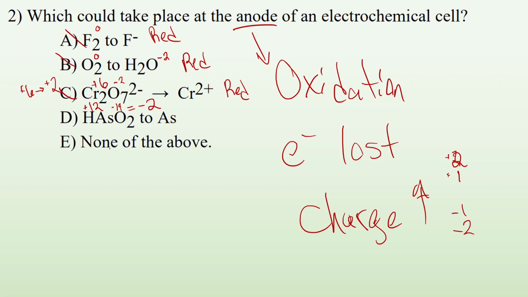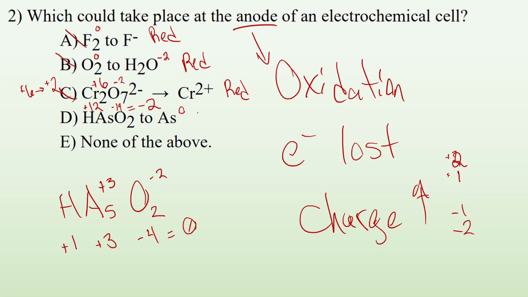Well, let's see, HAsO2 to As. HAsO2, let's see, each oxygen's -2, so I have a -4 from them. Overall, there is no charge. The hydrogen is going to be +1, so the As must be a +3. And then if it's all by itself, its charge is 0, so this is also reduction. So none of these would occur at the anode. All of these are reduction. That'll happen at the cathode.